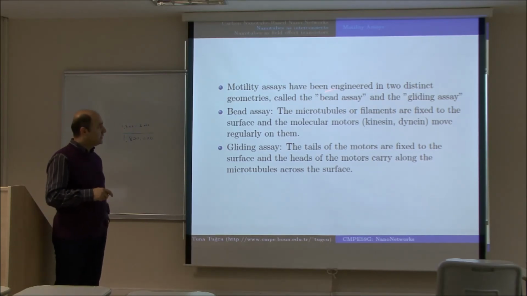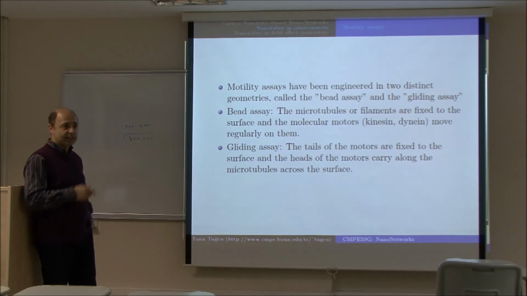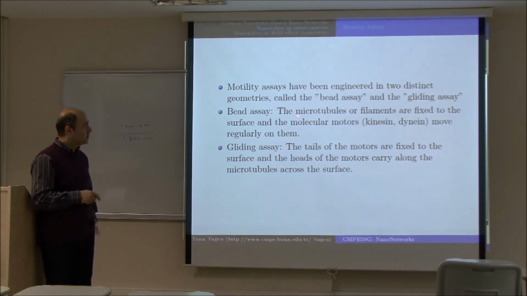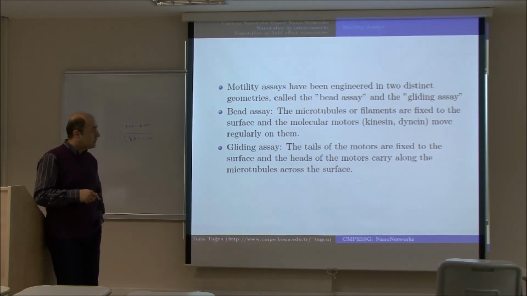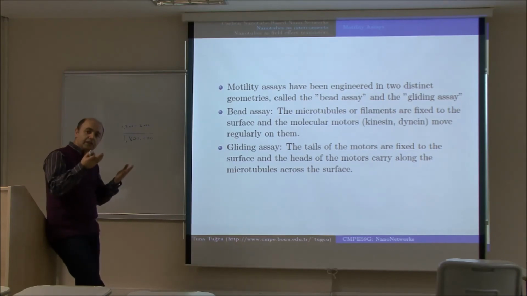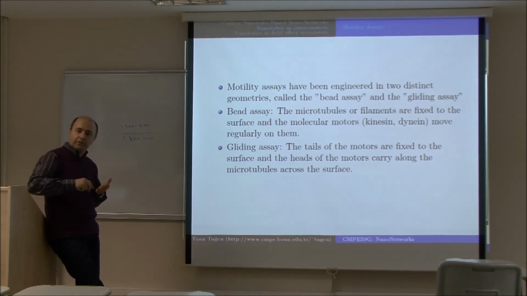One is the bead assays, and the other one is the gliding assays. The bead assay is one in which you have the microtubules or the filaments that are fixed to the surface, and the molecular motors are moving on these. So once again, the microtubular structure is fixed. The molecules are running on these microtubules. Whereas in the case of gliding assays, it's just the inverse.